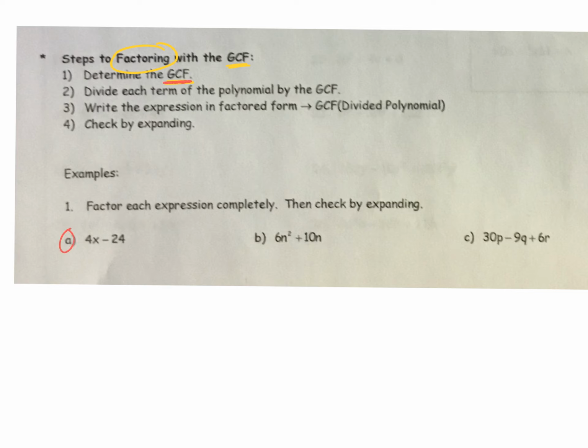So let's do example A. What is the greatest common factor of 4x and 24? What number are both of these divisible by? The highest number we can divide both those terms by? 4. That's step 1. Find the greatest common factor.